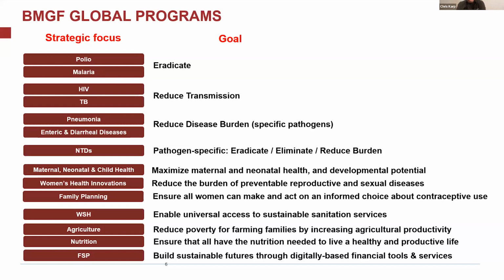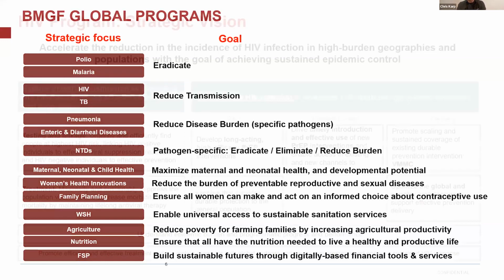So the next three, maternal, neonatal, and child health, pretty clear here, maximizing maternal and neonatal health and developmental potential. The newest strategy is the women's health innovations, fundamentally aiming at the extensive burden of preventable reproductive and sexual diseases. Family planning, and the next here, water, sanitation and hygiene. There's agriculture, which is both crops and livestock, nutrition, and finally, financial services for the poor. So a pretty broad portfolio, but again, a well-limited portfolio to maximize the ability to have impact.